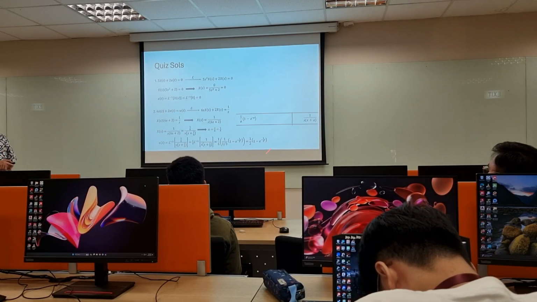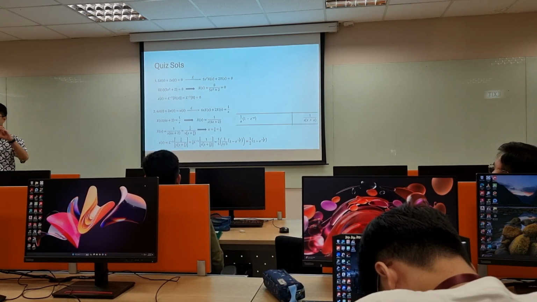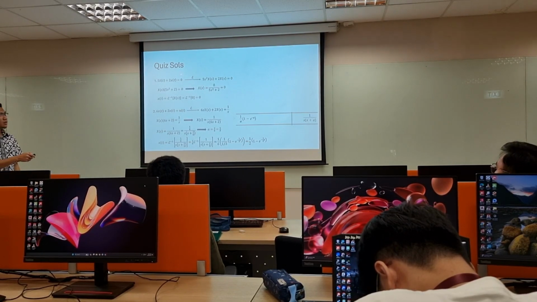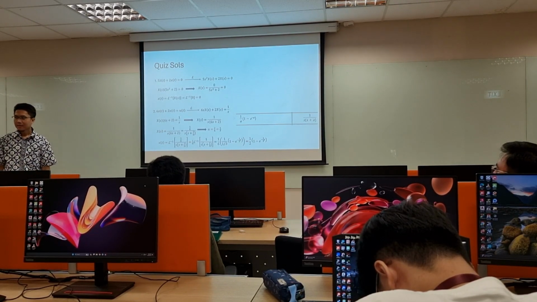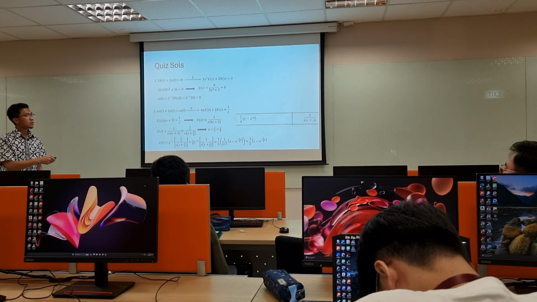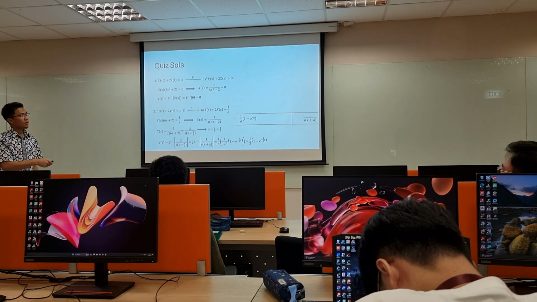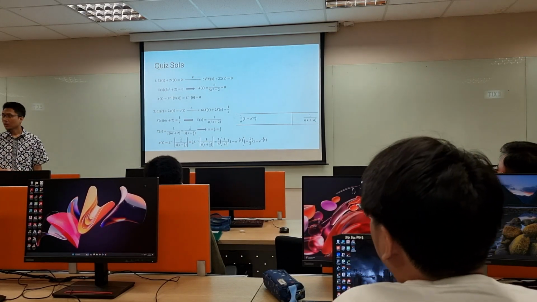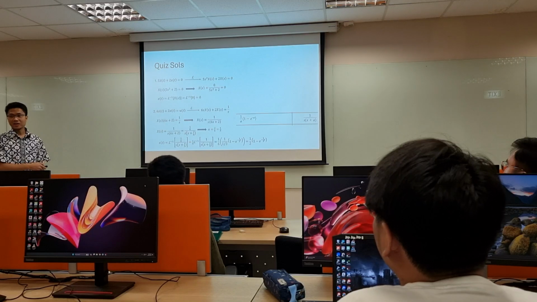This is the quiz solution for number one. Number one is just a small piece of writing. You see on the right side of the equal sign, it is zero, right? So, what is the Laplace transform of zero? Zero, right? Okay, it is zero.